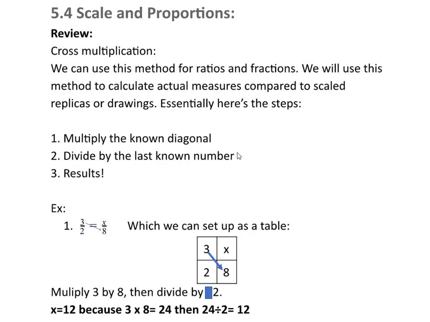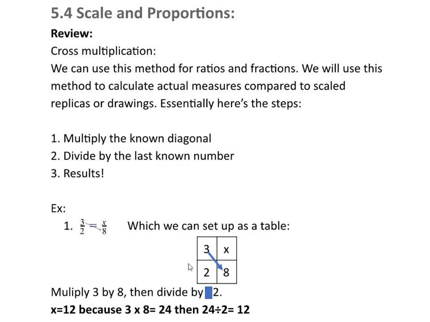Step 2, divide by the last known number. Well, we don't know what x is, but we know what 2 is. So we divide by 2. Step 3 is the final result. So multiply 3 by 8, then divide by 2. X is going to equal 12 because 3 times 8 equals 24. Then you take that 24 divided by 2, you get 12, and that's what x is equal to.